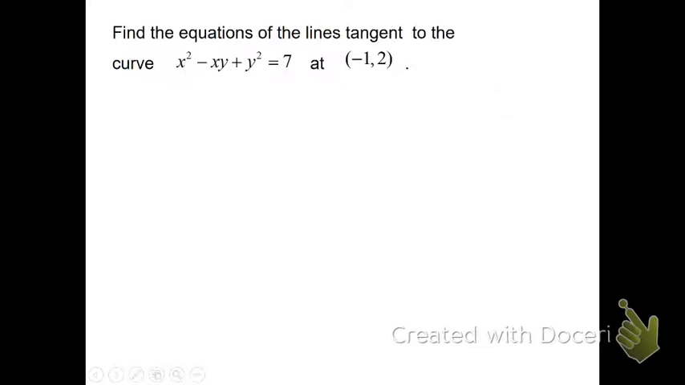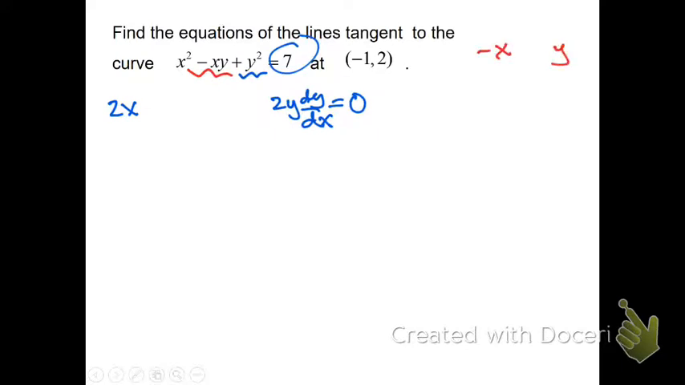Okay, so the derivative of x squared is 2x. The derivative of the y squared is 2y dy dx. The derivative of 7 is 0. Don't forget that guy on the right. Now, the derivative of this guy. I have a negative x and a y. The derivative of negative x is negative 1. The derivative of y is 1 dy dx.